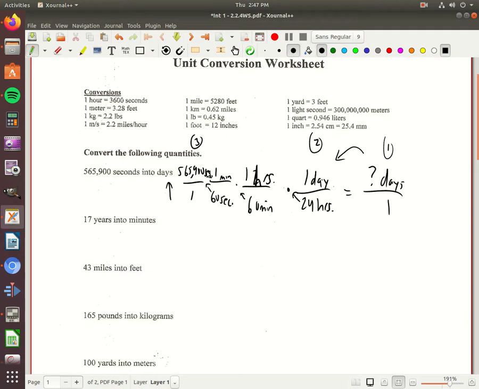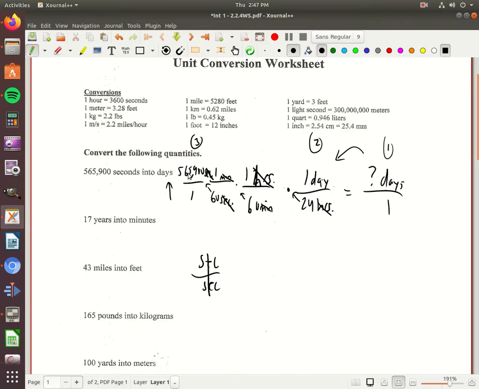When I have anything divided by itself, seconds divided by seconds, they equal 1. So I'm going to cancel the seconds out on top and bottom. Those units are now gone. I'll cancel minutes out on top and bottom. Those are gone. I'll cancel hours out on top and bottom. Those are now gone. And you'll see all that's left is days on top. There's no units on bottom. All there is is days on top.